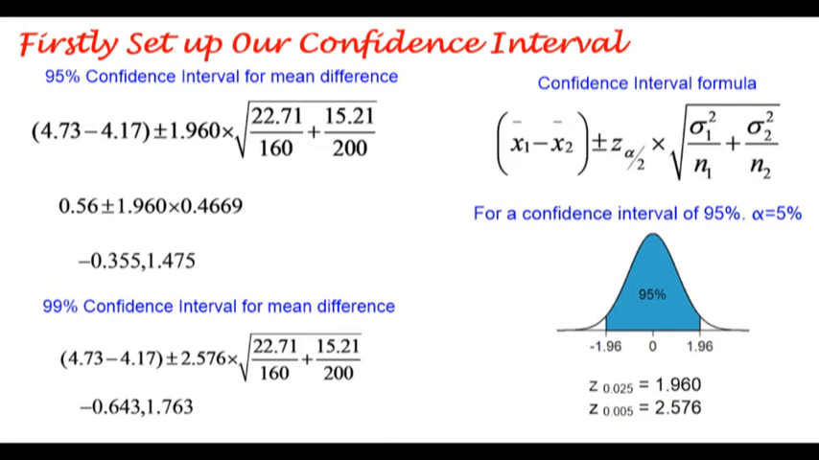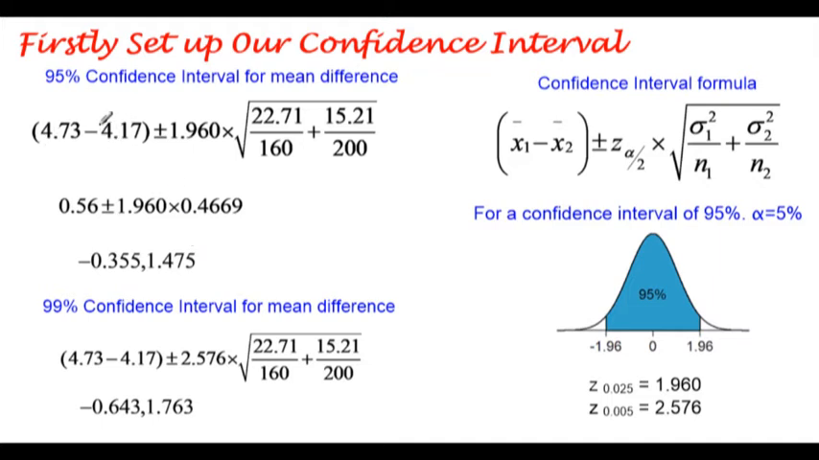If your significance level is 1%, you can see here 0.5% up and 0.5% below, the values are plus or minus 2.576, and that creates a much wider confidence interval for the difference in the mean. Now when we put this in, we end up getting minus 0.355 to 1.475. So that's a confidence interval for the mean difference of our batteries' population.